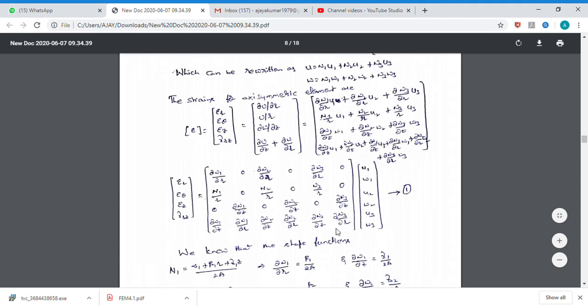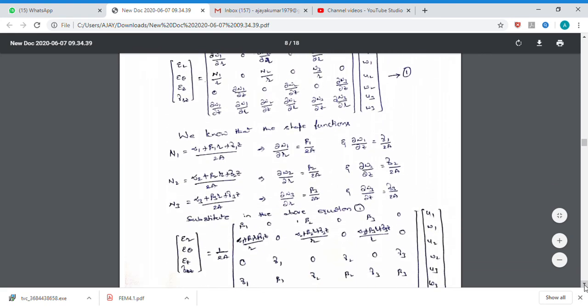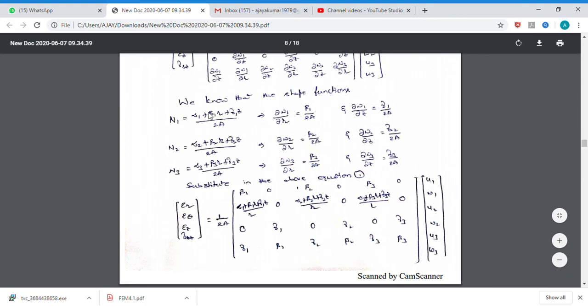Now what is this dou n1? In the first class we derived the shape function: n1 is equal to alpha 1 plus beta 1 r plus gamma 1 z, divided by 2a. Dou n1 by dou r is equal to, since alpha 1 is a constant, the entire term becomes constant, leaving only beta 1 by 2a. Similarly, dou n1 by dou z is equal to gamma 1 by 2a.